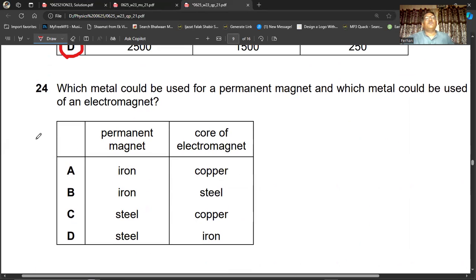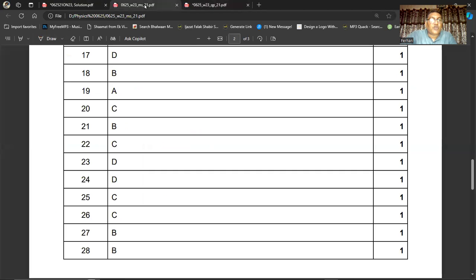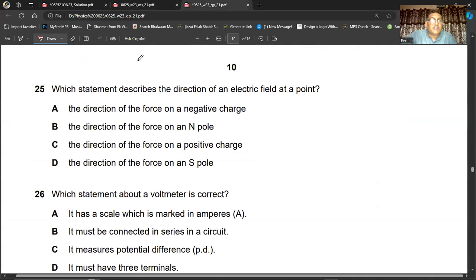Question number 24. Which metal could be used for a permanent magnet and which metal could be used for the core of an electromagnet? To make the permanent magnets, we use steel. To make the core of an electromagnet, we always use iron, soft iron, because it's a soft magnetic material which can easily be demagnetized. For permanent magnets, use steel, and for the core of the electromagnet, use iron. So D is the choice. Question number 24, D is the right choice, sir.